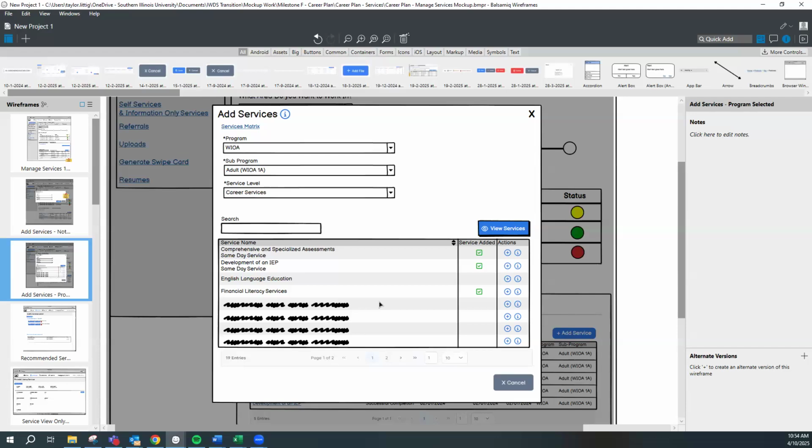Questions on that piece? Or any comments or thoughts?